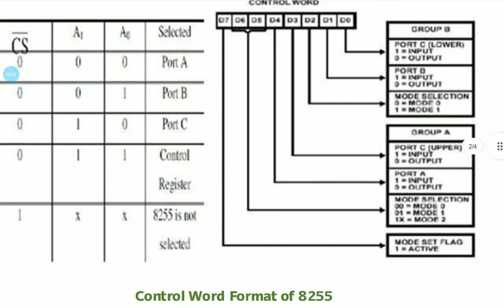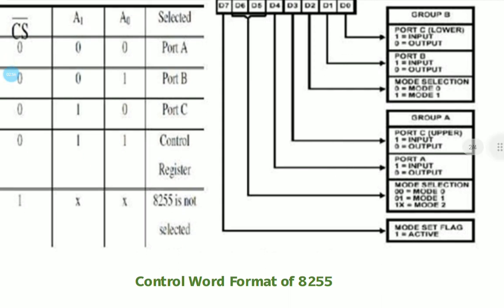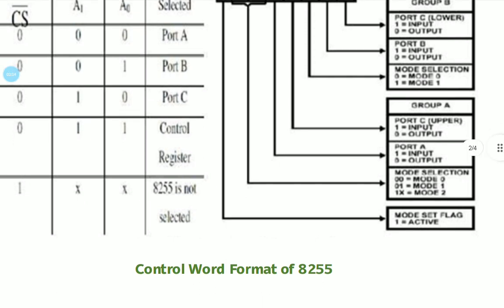Similarly, D6 and D5, you have 2 bits. A combination of 2 bits is used for port A, because port A can work under 3 modes: mode 0, mode 1 or mode 2. So if both are 0, 0, port A will work under mode 0. If it is 0, 1, it will act as mode 1. And if it is 1x, port A will work under mode 2. So this is the control word format of 8255.